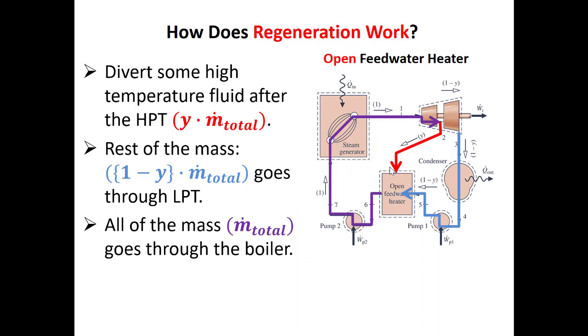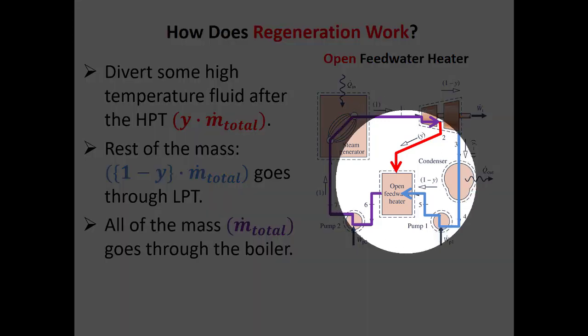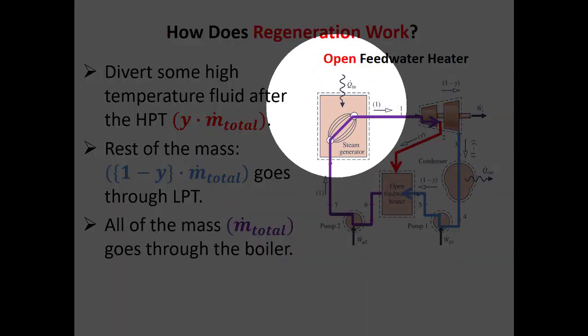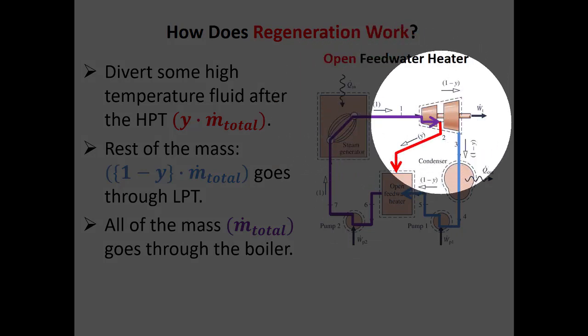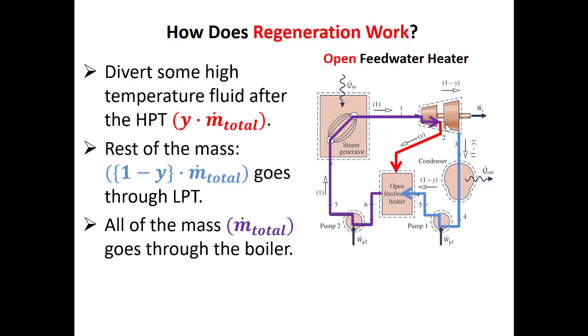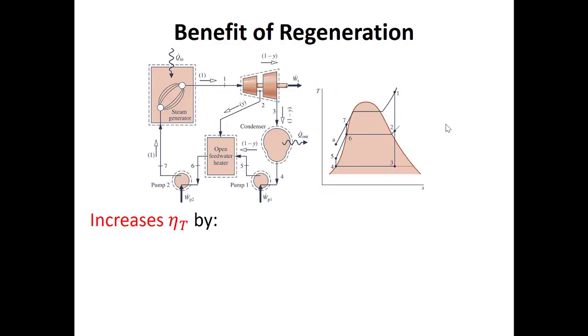So here, this is what we're doing in regeneration. We're preheating the fluid here. And what this means is we're reducing the heat that we add by a greater amount than the reduction in power that we get out of the low pressure turbine. And when we put those two things together, what happens is we increase our thermal efficiency.